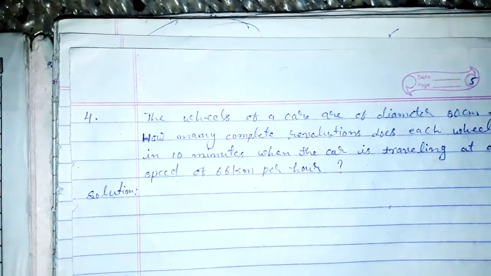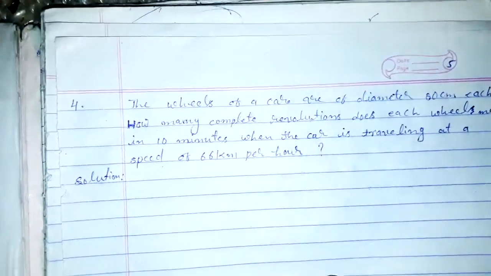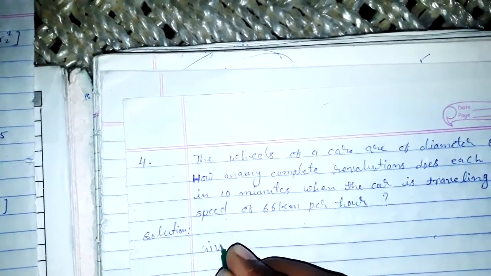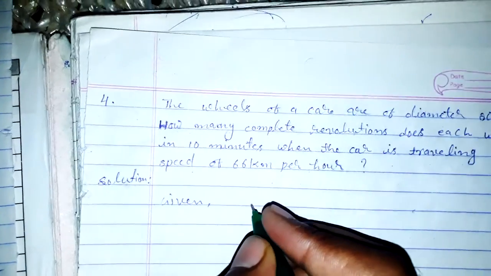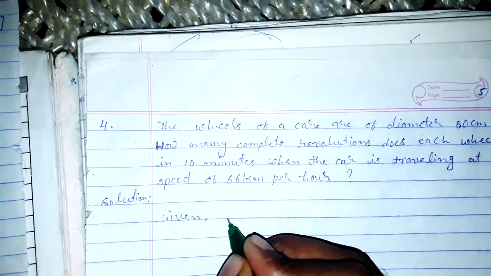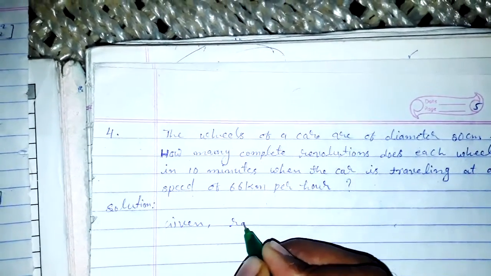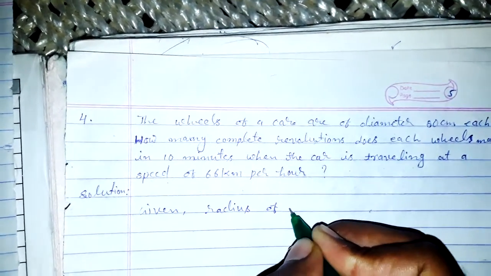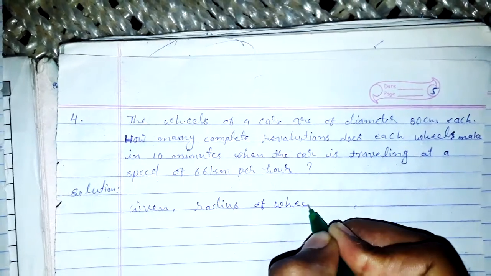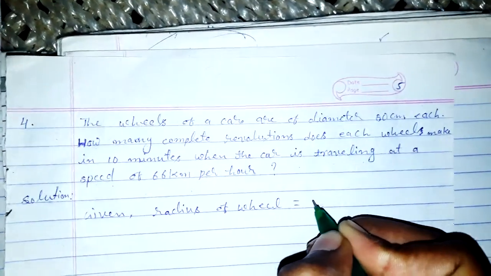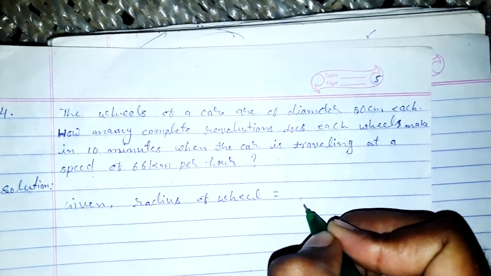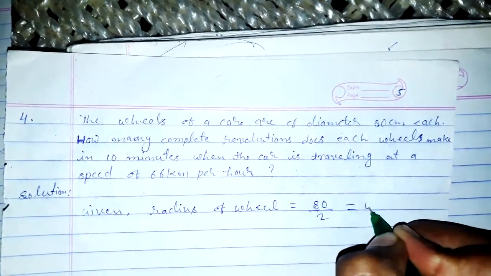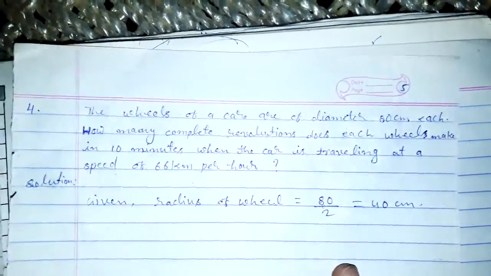So we will find the value of the circumference of the wheel. So first, given the radius of the wheel: radius of the wheel is equal to diameter upon 2, so diameter is 80 upon 2, so this is 40 centimeter.